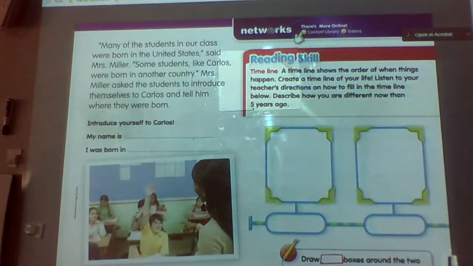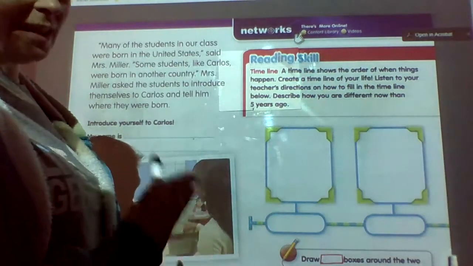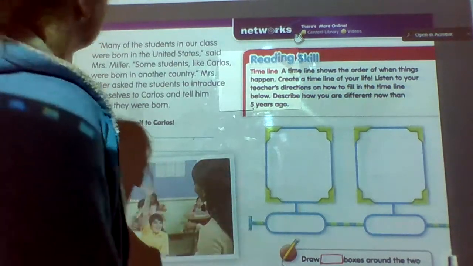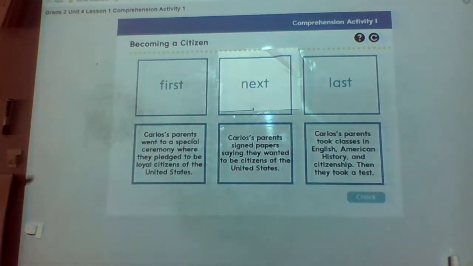But I do want you to go back to page 98, and I want you to draw a box around the 2 ways people become citizens. I'll give you a clue. They have stars next to them. Okay? So make sure you go back and do that. Whoops. There we go. All right.